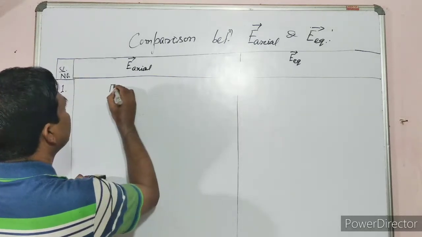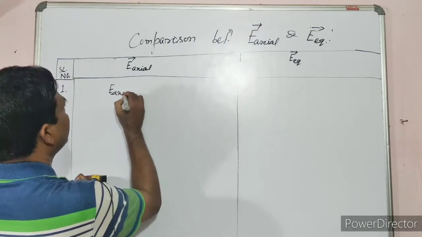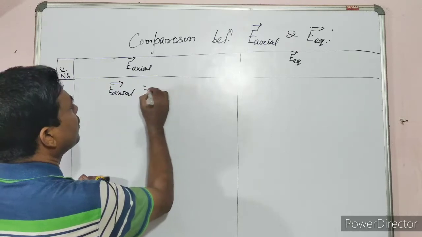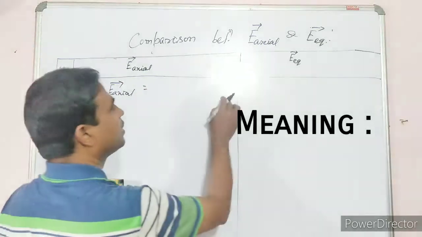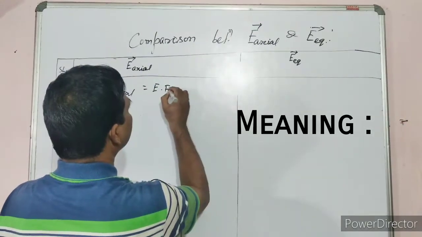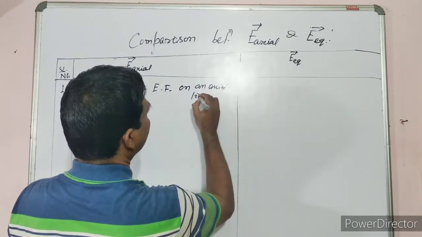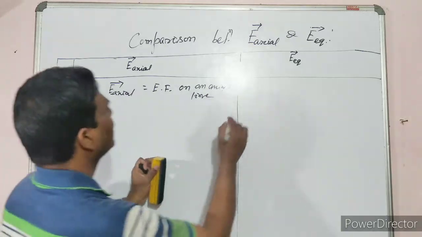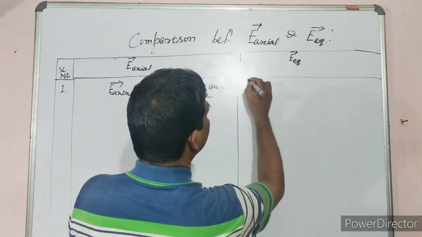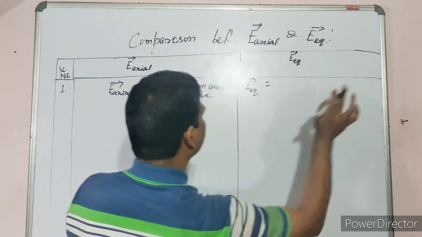What is the meaning of E axial? E axial means electric field on an axial line due to electric dipole. I am not writing the detail, I am telling this one. E equatorial means electric field on an equatorial line due to electric dipole.